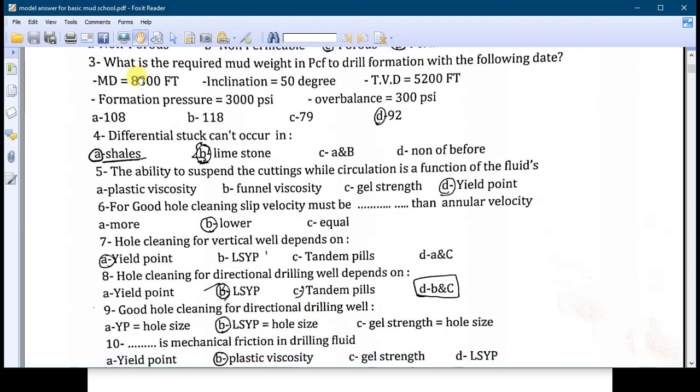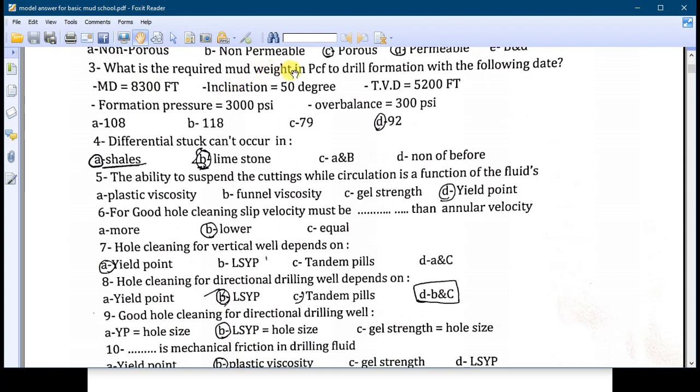Question number three: what is the required mud weight in PCF to drill a formation with the following data? MD, the measured depth, is 8,300 feet. Inclination is 50 degrees. True vertical depth is 5,200 feet. Formation pressure is 3,000 and overbalance is 300.